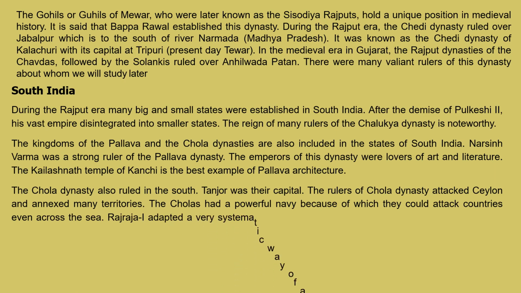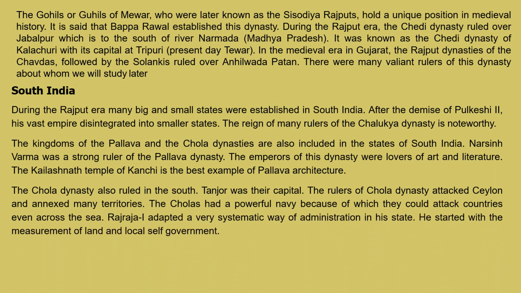Moving on towards South India. During the Rajput era, many big and small states were established in South India. After the demise, that is death, of Pulkeshi II, his vast empire disintegrated. Disintegrated means, children, broken into small pieces, same like Harshvardhan's Kannauj. The reign of many rulers of the Chalukya dynasty is noteworthy. The kingdoms of the Pallava and the Chola dynasty are also included in the states of South India.